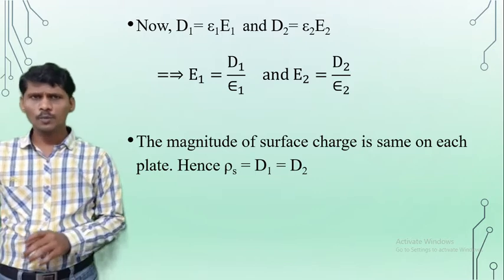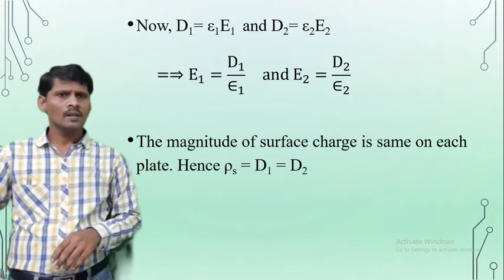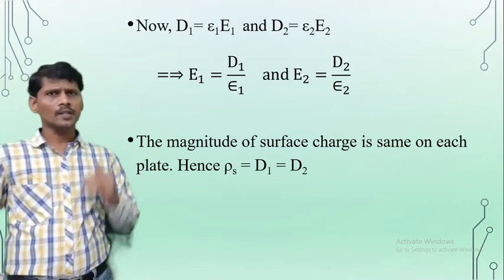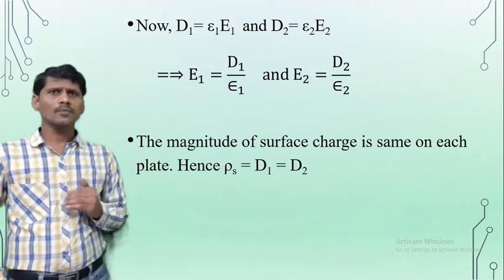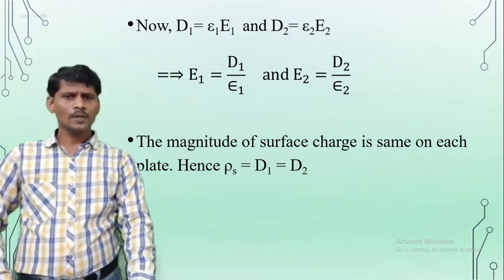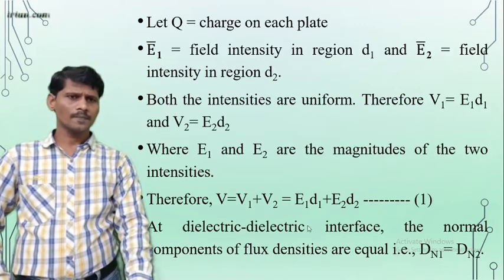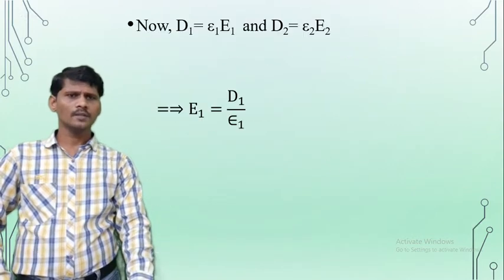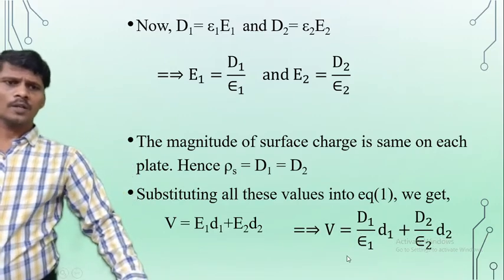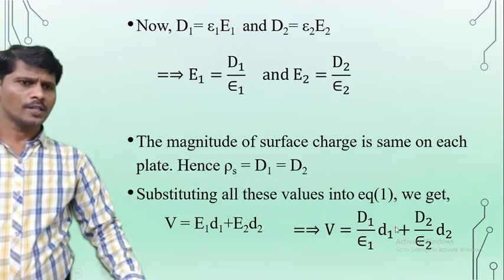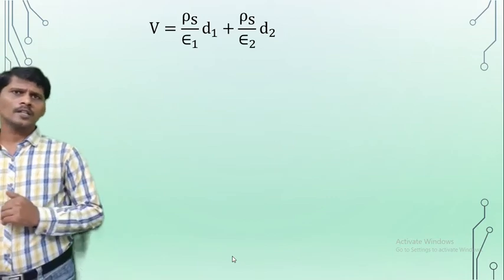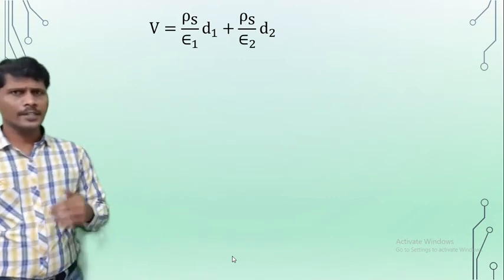The above expression means the total potential V is equal to V1 plus V2. The charge can exist only on the surface of the conductor. That is, for the dielectric to dielectric interface, the electric flux density is equal to the surface charge density rho s. Applying these conditions into the above expression, we get the potential V is equal to d1 by epsilon 1 into D1 plus d2 by epsilon 2 into D2, where E1 is D1 by epsilon 1 and E2 is D2 by epsilon 2, and at the dielectric to dielectric interface D1 is equal to rho s and D2 is equal to rho s.